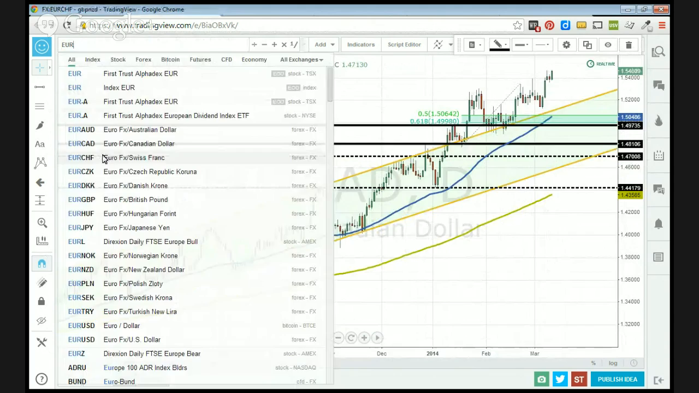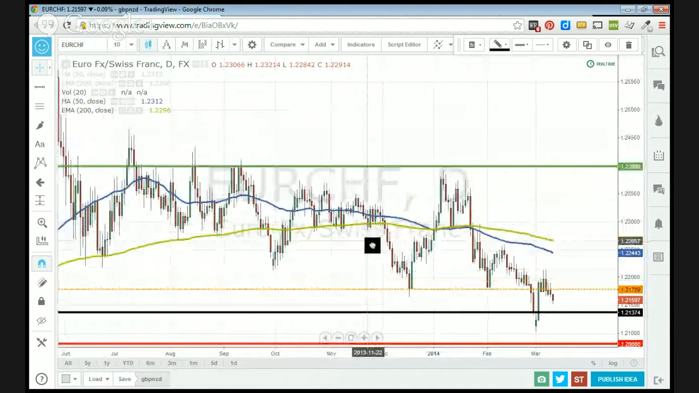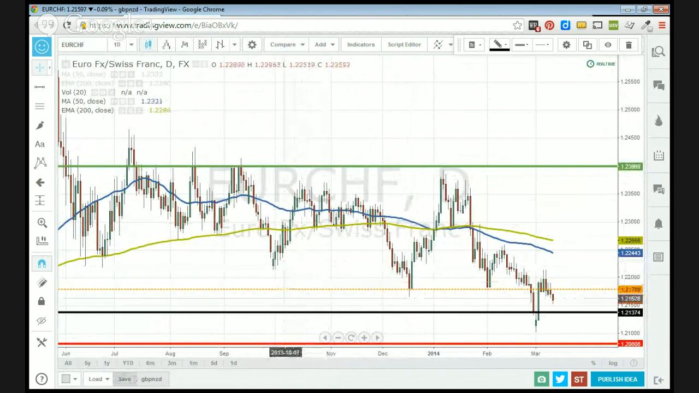Euro Swiss, I do have an entry order on here. Okay, we're getting closer to that entry order being filled. I'm set to go long at 21.37, with my stop at 20.80 and target profit here. This is basically a range-bound trade.